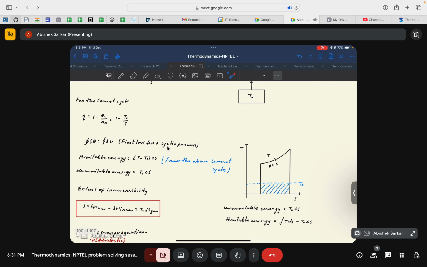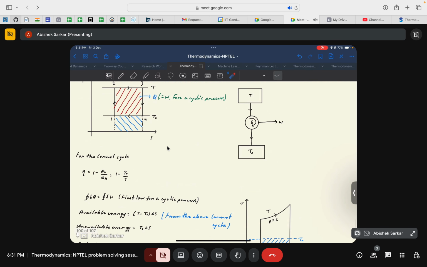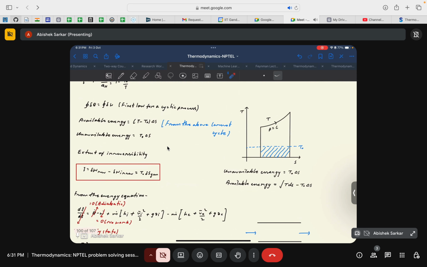And if there was a particular process that is not in line with your Carnot cycle, that is not as simple as the Carnot cycle, we can represent this unavailable energy similarly as T naught times delta S, but the available energy part can be given by the integral of T times delta S minus this T naught delta S.